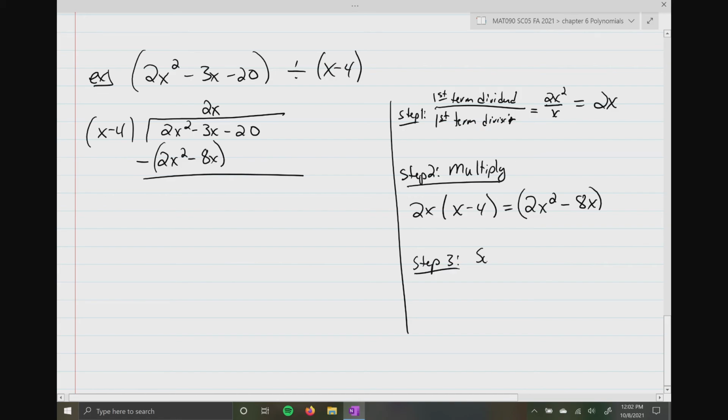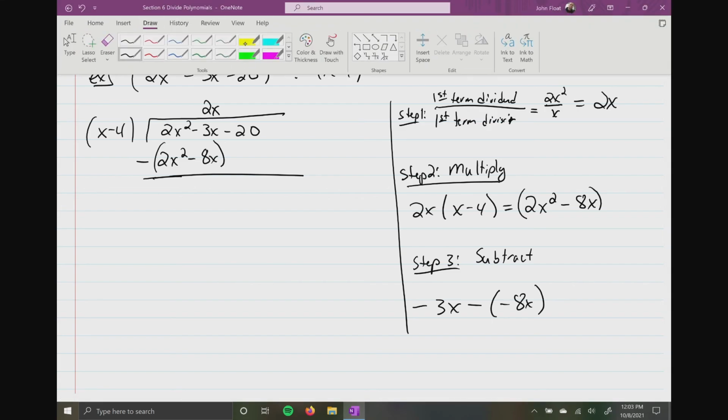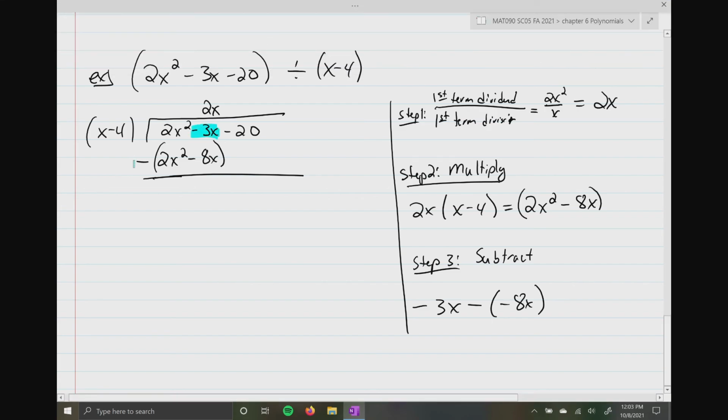Step 3 is to subtract. Now, we already know 2x to the second minus 2x to the second is 0. In other words, these first two terms that are stacked on top of each other, that's going to be 0. What I'm really concerned with is what is negative 3x minus negative 8x. Does everybody see that? Let me highlight it for us. Negative 3x minus negative 8x. That's what I'm really concerned with. Okay?